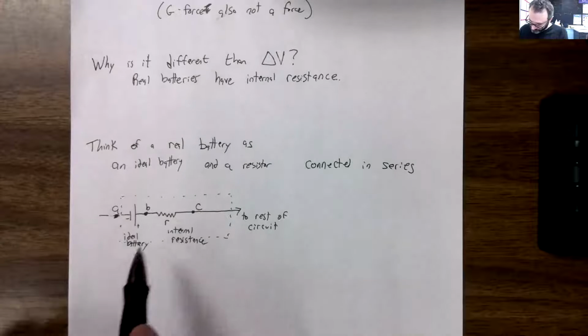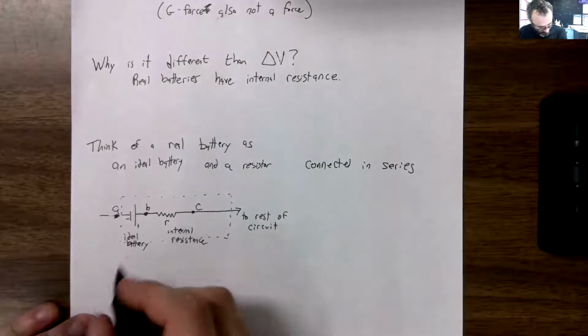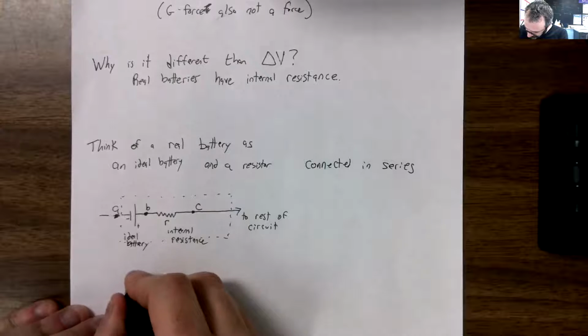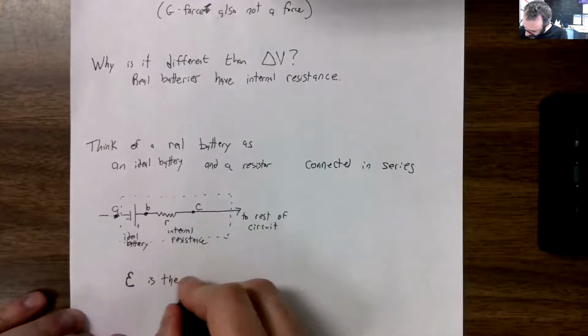So if we look at these three points A, B, and C here, the electromotive force, given what we've just learned, is the potential between which two of those points?